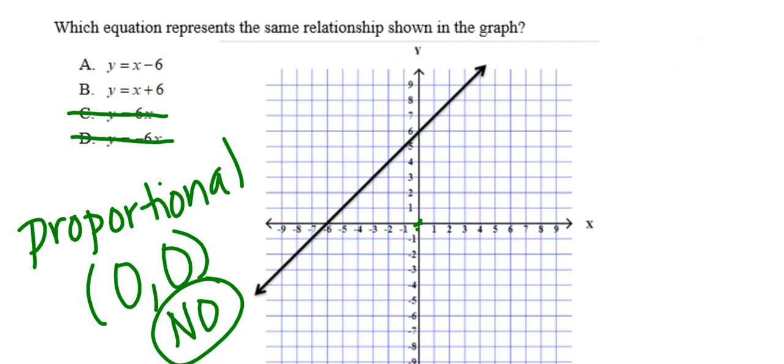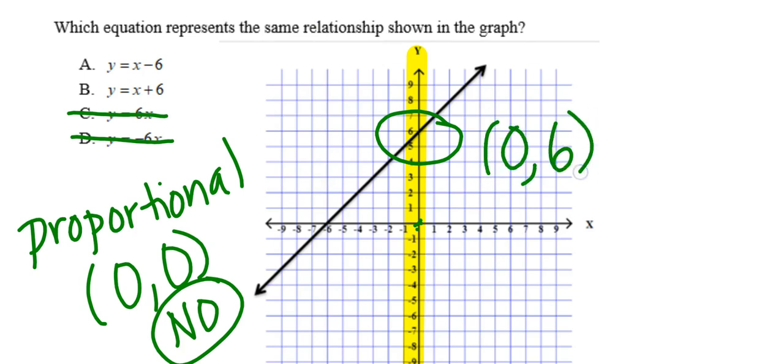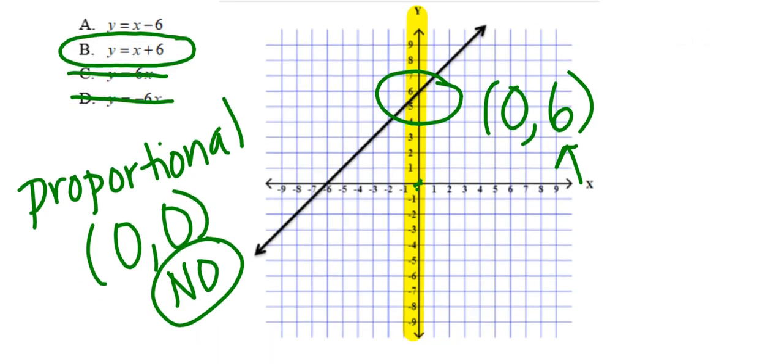So now we're going to look at the other two. We're going to look here at our y-intercept, the place where the graph crosses the y-axis. And that location is going to be (0, 6). Now, is this a +6 or a -6? It's a +6. So our equation is going to be y equals x plus 6 because it's a +6 for the y-intercept.